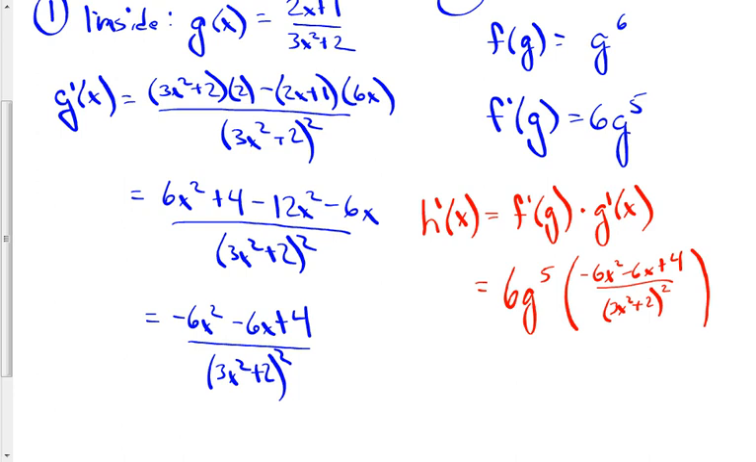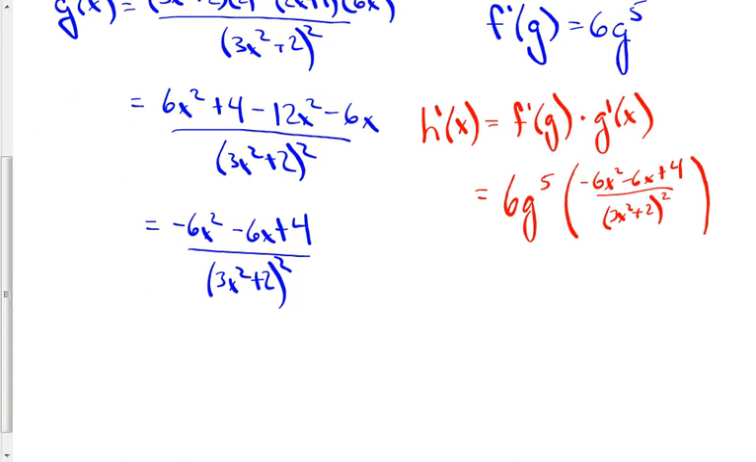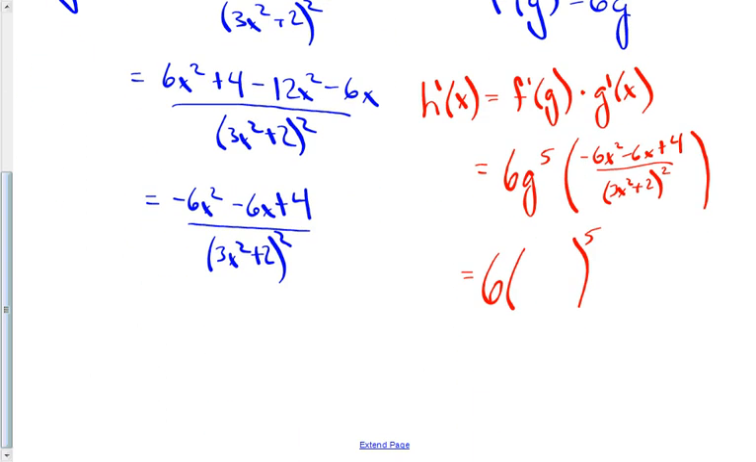You don't want to leave your final answer with anything other than x's in it, right? So let's substitute back in. Now, some of you are going to skip this step, and I'm okay with it. But I want you to be able to put the g back in. However you get there is okay, but this needs to be written as 6, and I need that original function back, 2x plus 1 over 3x squared plus 2, and then I multiply by the derivative of the inside.